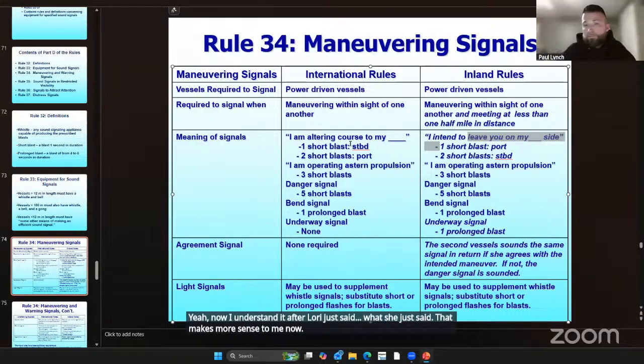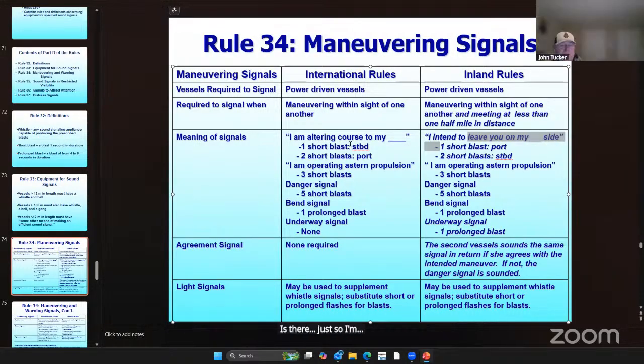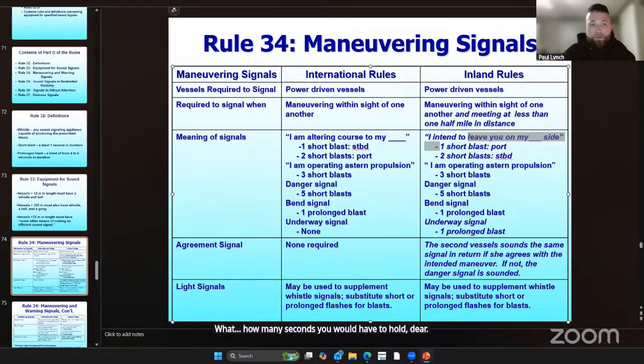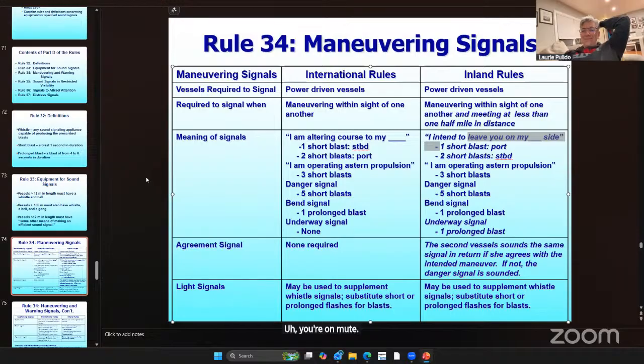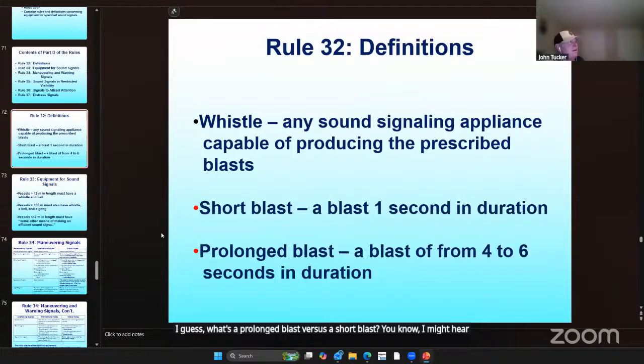No, it's good. Because everybody's different, if I hear a short horn versus a prolonged horn, is there a number of seconds that's in the regs, how many seconds you would have to hold it? I guess what's a prolonged blast versus a short blast? I might hear something and be like, was that a prolonged blast? Was that a short blast?